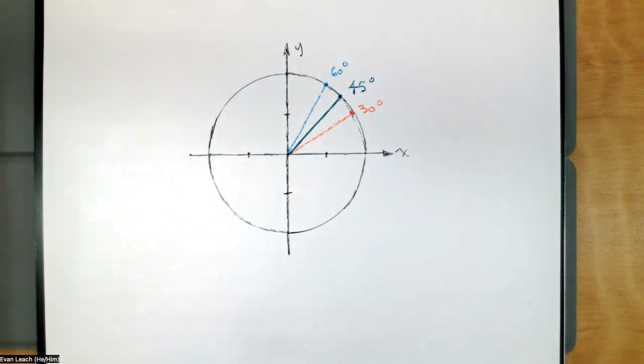So what we're going to do is take the 30, 45, and 60 and place those angles in all 4 quadrants. We already had 60 done.